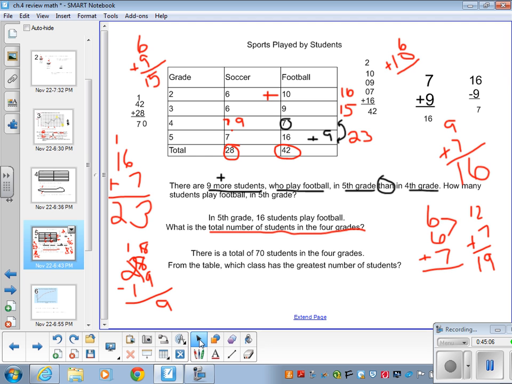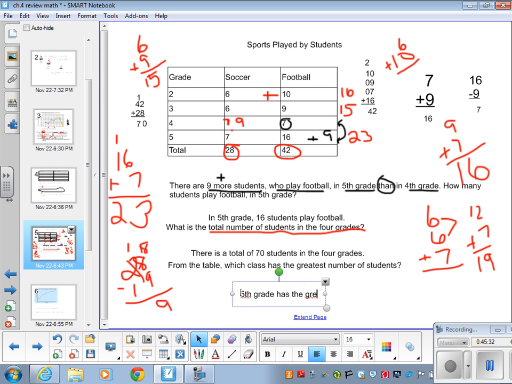Ooh, after all this adding, which class has the greatest number of students? We look over here at the totals. 16, 15, 16 for 4th grade, and 23 for 5th grade. Which class has the greatest number of students? If you said 5th grade, you're correct. 5th grade has the greatest number of students. All right.